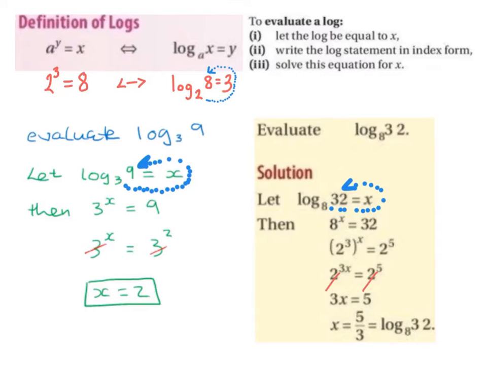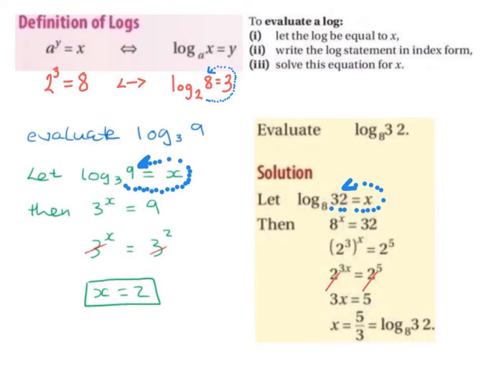In our next example, we want to evaluate the log base 8, 32. So step 1, let the log be equal to x. So log base 8, 32 is equal to x. Step 2, write the log statement in index form. So we're going to again start at the base, which is 8, wrap our scorpion tail around the x, pass the equals, and end up at the 32. So 8 to the power of x is equal to 32. And then step 3, we just have to solve this equation for x.